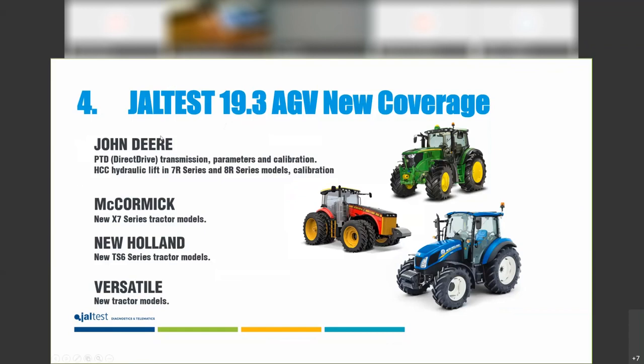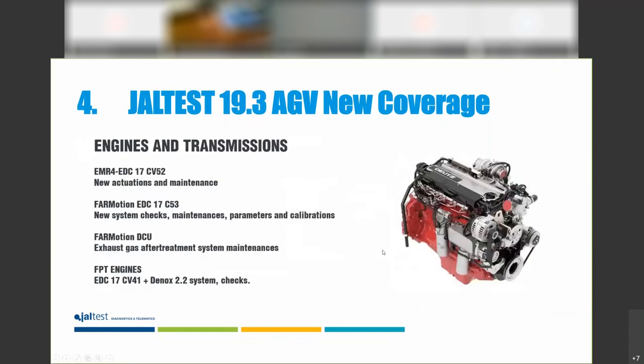So here we have Deere, McCormick, New Holland, Versatile. We're going to jump into the engine and transmission. So we're adding new features, actuations and maintenance options, system checks, parameters and calibrations. And what I was saying before, the more exhaust gas after treatment systems that get included, the more we cover. So we've got that pretty much figured out, and we add them as they come across, all right?